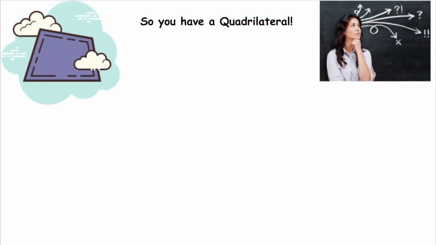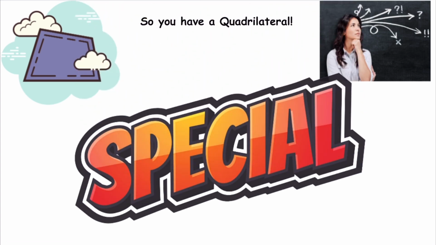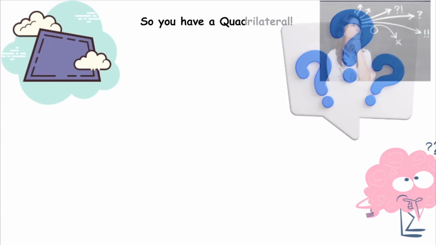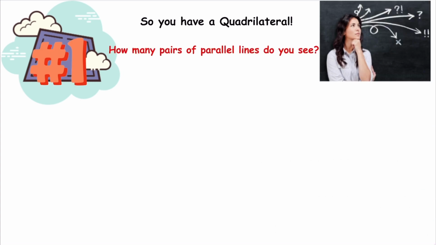So you got yourself a four-sided shape. It's a quadrilateral. But how do you know if it's a special quadrilateral? How do we recognize it? Well, we're going to learn to recognize these special quadrilaterals by asking ourselves 3 questions about the lines of the quadrilateral. So let's start and look at question number 1.